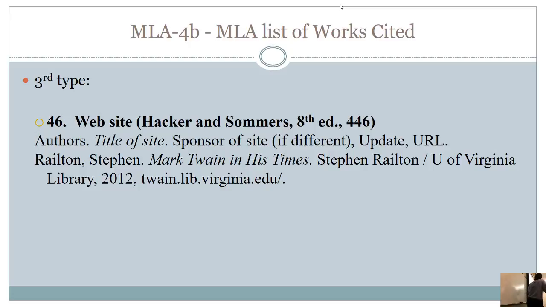So I have Stephen Railton wrote Mark Twain and His Times. Now there's something that kind of gives me cause for concern here, and that's that this site is published by Stephen Railton. So, I mean, he's part of the sponsor. He's the one who's made his own website and put information on it. However, it's also under the guise of University of Virginia library. So they're at least willing to allow that name to be put on it. The fact that it's associated with the University of Virginia library, so that's a little bit better than just it's his name.